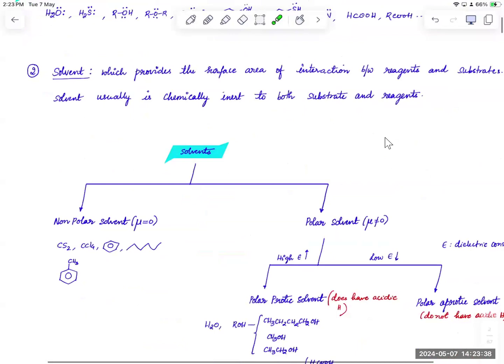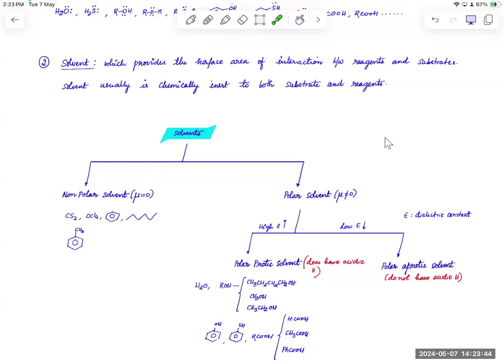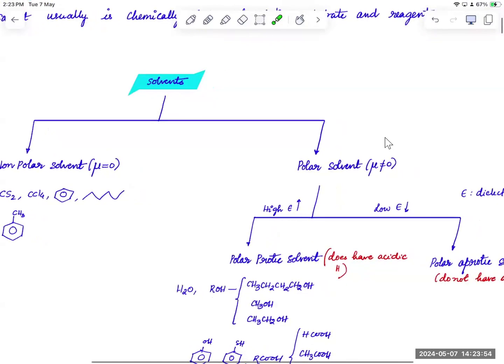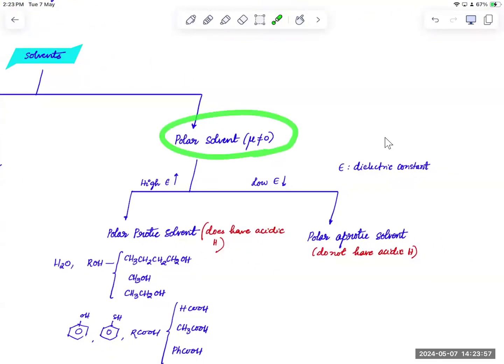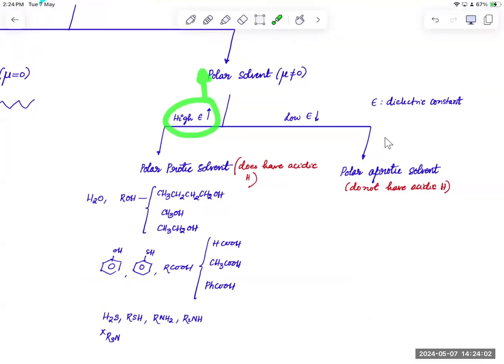Now, when it comes to solvent, these nucleophiles are observed in various types of solvents. These solvents mainly are of two types. One is non-polar solvent, the other one is polar solvent. A solvent whose dipole moment is zero is called non-polar. A solvent whose dipole moment is non-zero is called polar. Within polar, there are solvents which have a very high dielectric constant. Epsilon here represents the dielectric constant. Okay. So due to high dielectric constant, correct? You will see they are supposed to act like polar protic solvent.